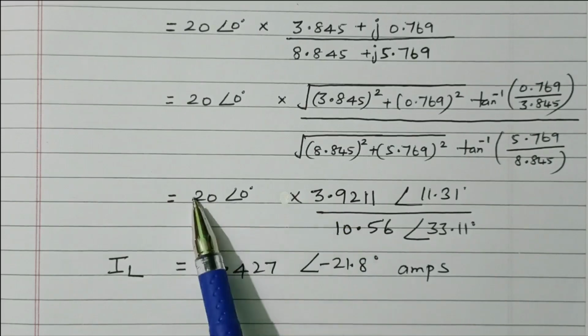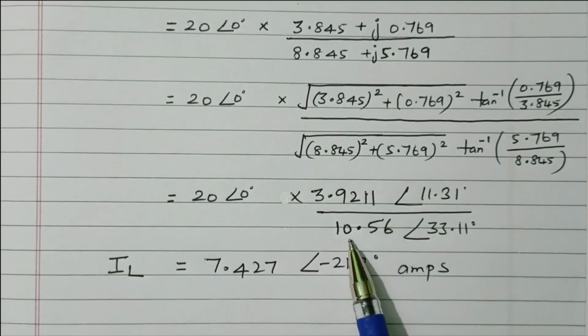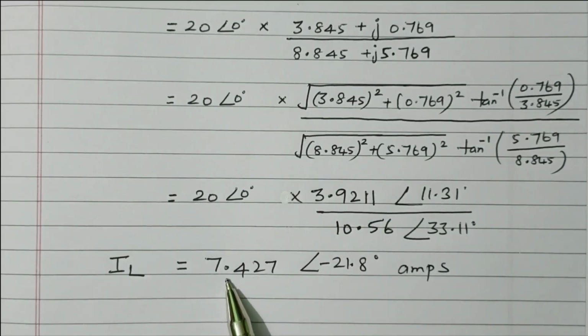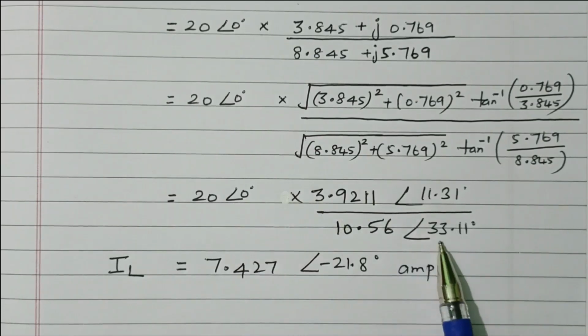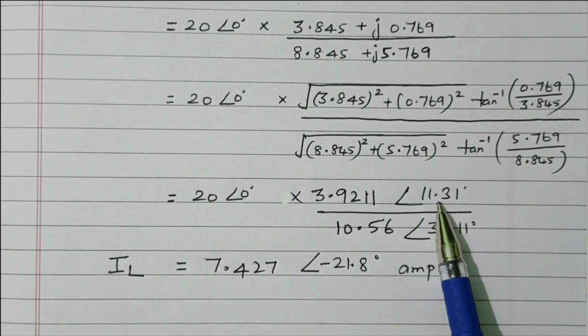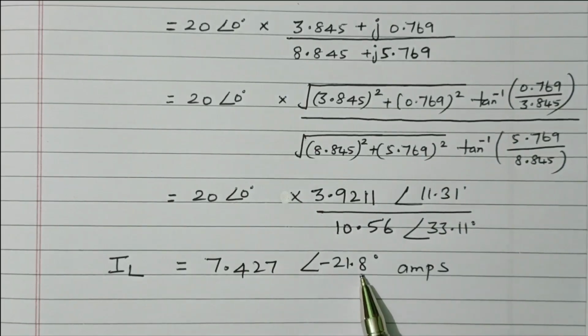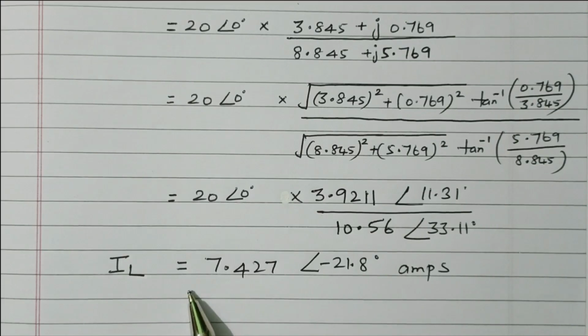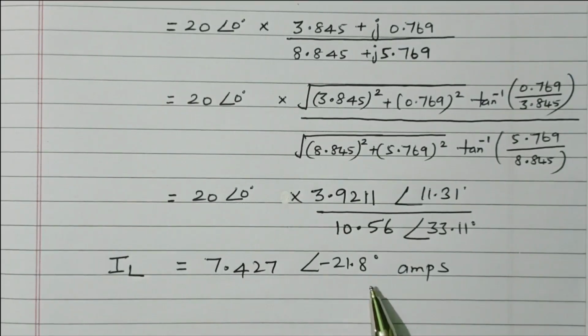Right. Now we can go for further simplification. So these two are multiplied, then divided by this, right? 20 into 3.921 divided by 10.56. So that we got 7.427. Angle: multiplication means angles are added, division means angles are subtracted. So 0 plus 11.31, that is 11.31 minus 33.11. We got a negative angle, minus 21.8. So this is the final value we need. Current flowing through the load impedance has magnitude 7.427, angle minus 21.8 ampere.